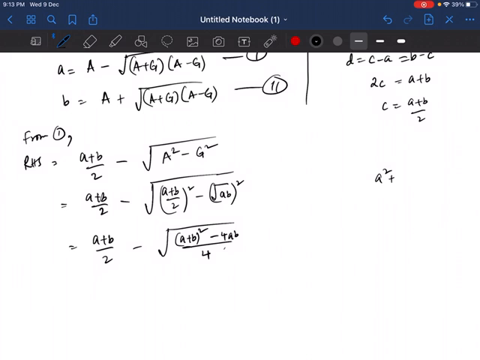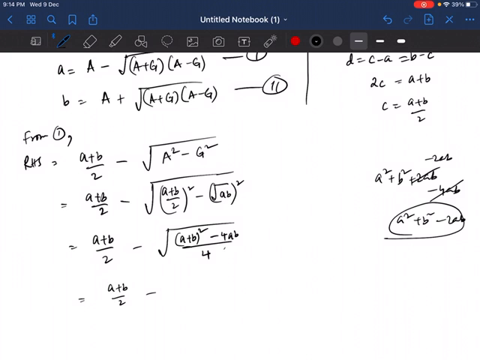A plus b whole square is what? A square plus b square plus 2ab minus 4ab. So this one cuts. We have minus 2ab. So a square plus b square minus 2ab. That's the formula of a minus b whole square. So what do you get? A plus b by 2 minus square root of a minus b whole square by 4.